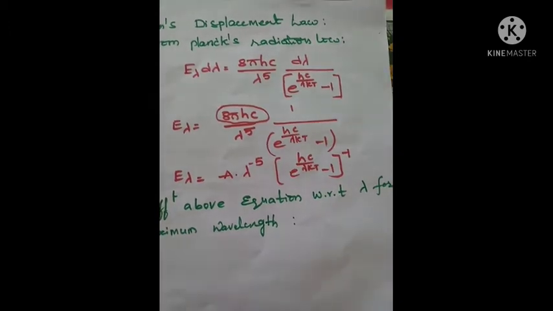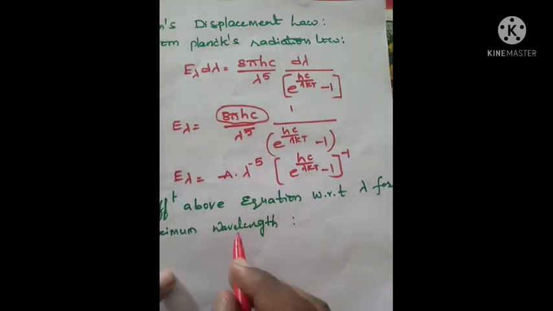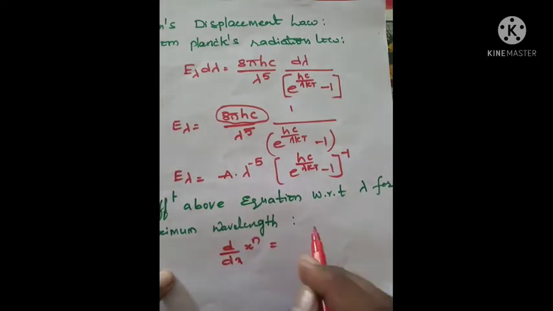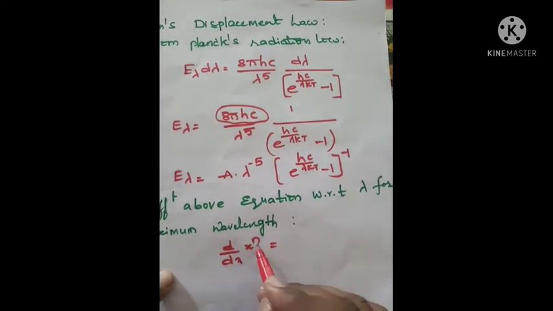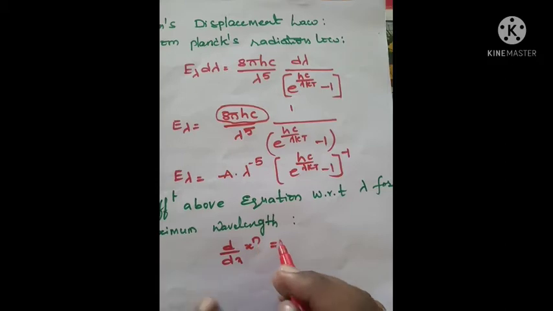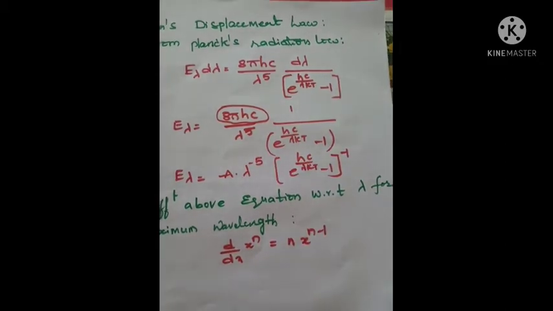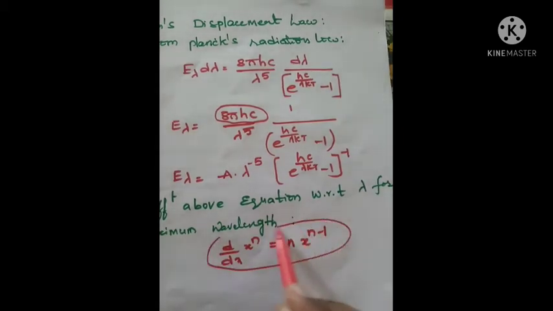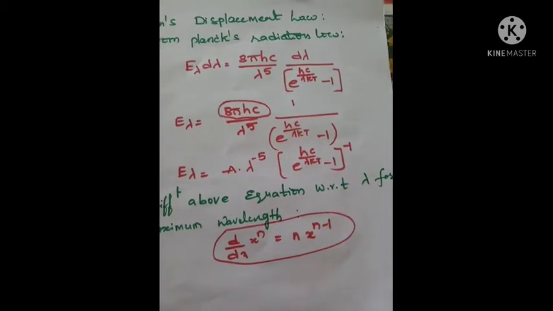Here initially you must know the formula that the differentiation of x to the power of n with respect to x can be written as n into x to the power of n minus 1. Alright, so using this formula, let us see how we can derive this equation. Now the differentiation of the above equation with respect to lambda can be written as d E lambda by d lambda equal to 0.